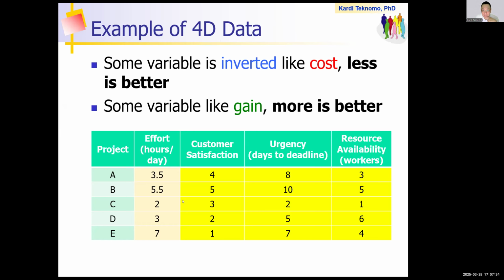And look at this. Effort is actually inverted, like cost. The less is better. The other variables are similar to gain, so the more is better. More resources is better, and so on. So you can start to see there are two types of variables. One is inverted, which means less is better, like cost. And the other one is just a normal variable, where more is better.